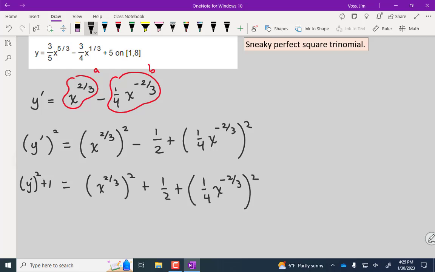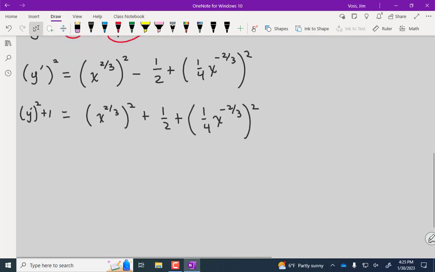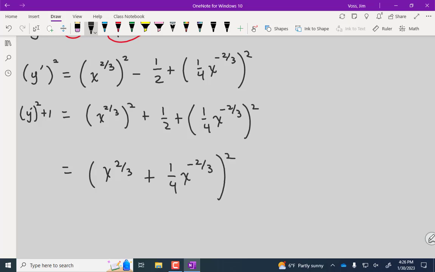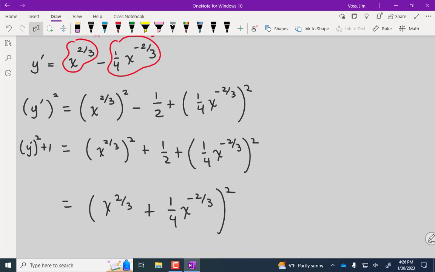Okay, so there we add 1. And we notice that the only change was the half thing. So that is going to factor into x to the 2/3 plus 1/4 x to the minus 2/3 quantity squared. Question? Wouldn't that be negative 1/4? Here? No, on top? Here? Yeah. No. Because b does not include the minus.